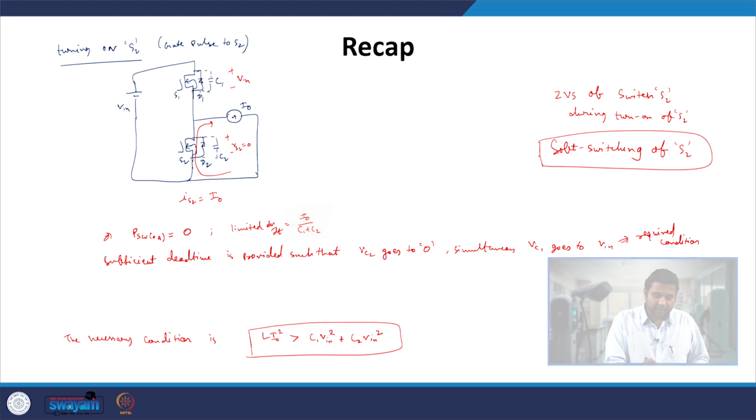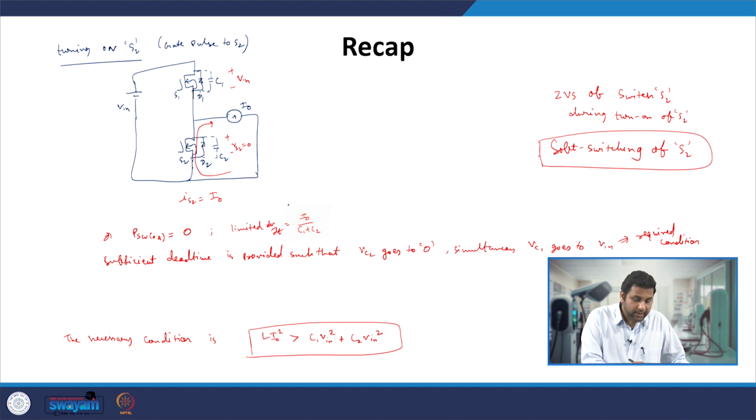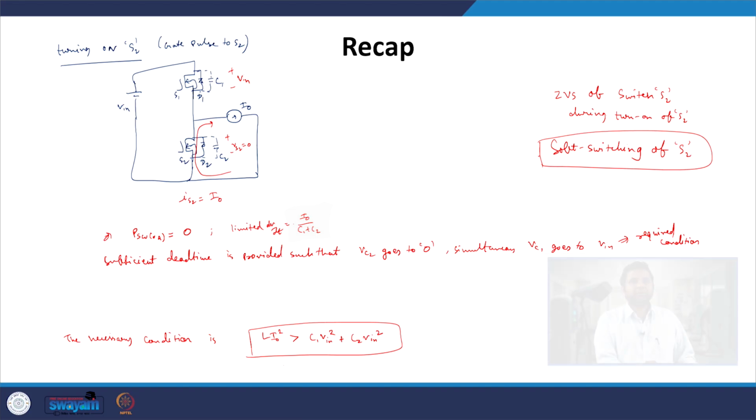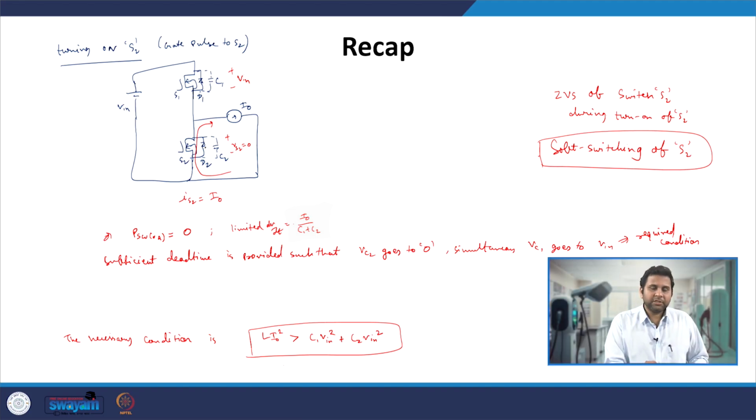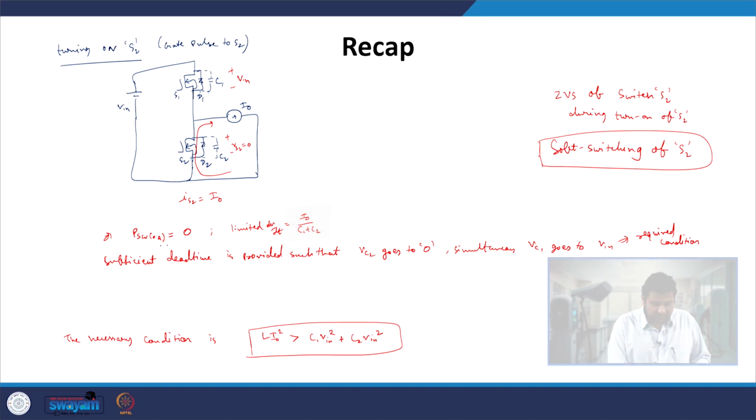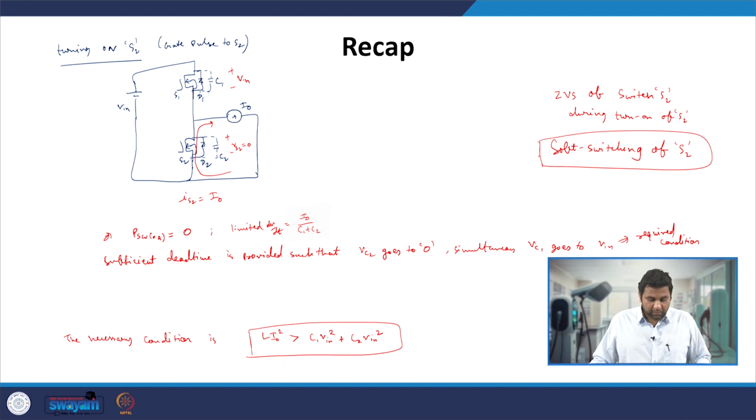During that time, the current I0 will first flow through C1 and C2 in such a manner that C1 charges from 0 to Vin, and C2 discharges from Vin to 0. Then D2 will be on, and the current will flow through this diode D2. Since the current is flowing through diode D2, the voltage across the device will be 0, and when you turn on the device, you will see zero voltage switching turn on of switch S2. As a result, the switching loss on the S2 switch is nearly 0 during the turn on period.